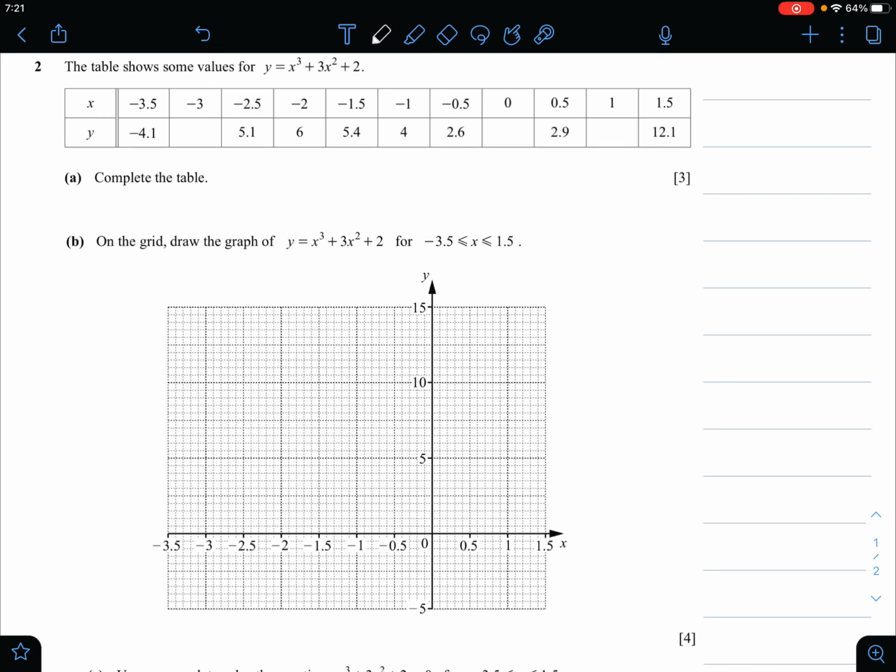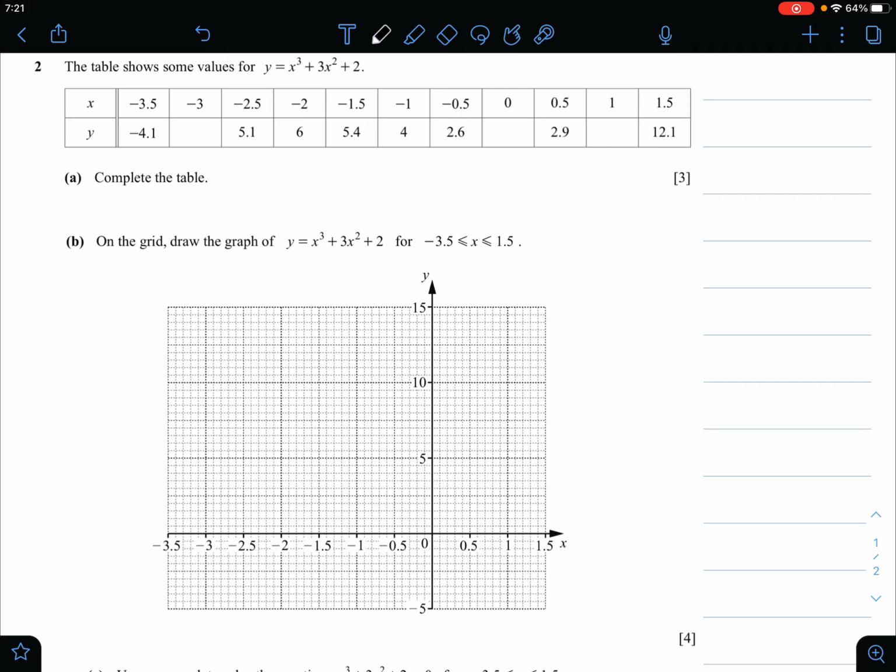Welcome to ANS Solver question 2 of this paper. So for part A, they are asking us to complete the table. Now the easiest way to do this is to simply substitute the x values, the x coordinates, into the equation and to solve it in your calculator.